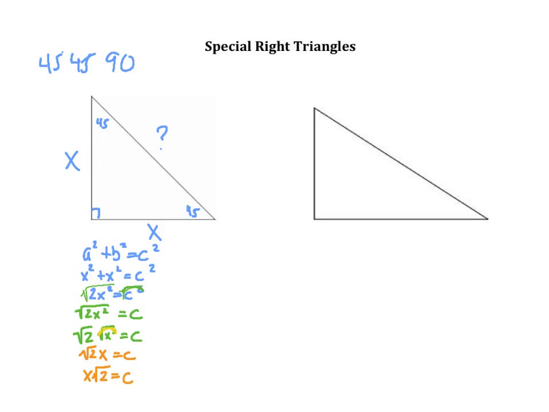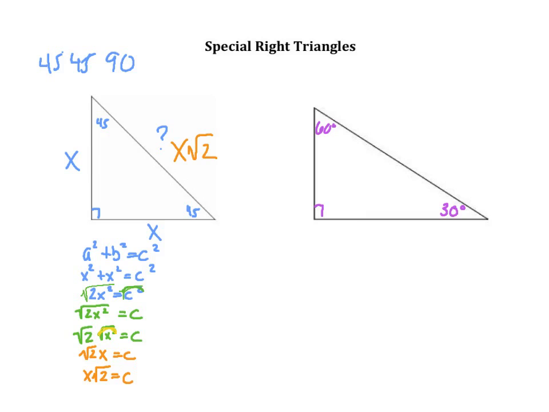So in a 45, 45, 90 triangle, both legs are going to be equal to x, and my hypotenuse is going to be equal to x square root of 2. Now taking a look at the second triangle. It's going to be 90 degrees here, the smaller angle is going to be 30 degrees, and the larger angle is going to be 60.